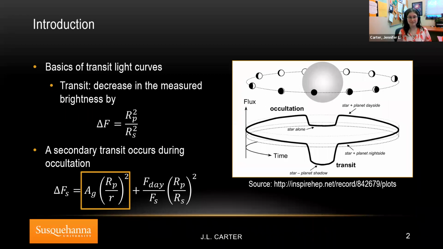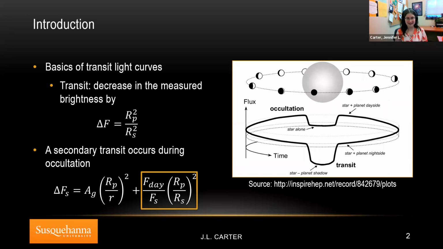The other main piece has to do with thermal radiation. This is, again, a very broad look. We can get into a great deal of detail when it comes to thermal radiation and reflected light at this point. But broadly speaking, the amount of light lost during the secondary eclipse is the black body flux from the day side of the exoplanet. And we've normalized this to the black body flux from the host star. And it's, again, dependent on the size of the exoplanet to the host star.